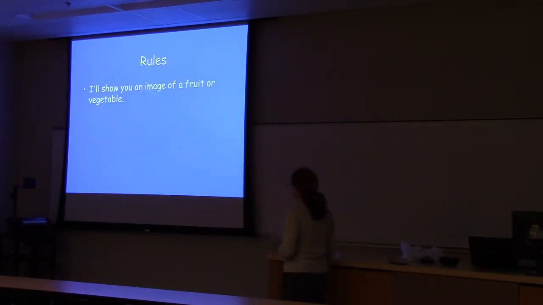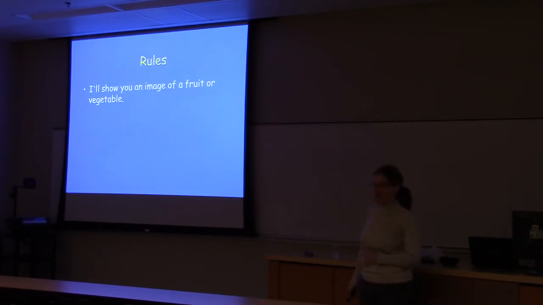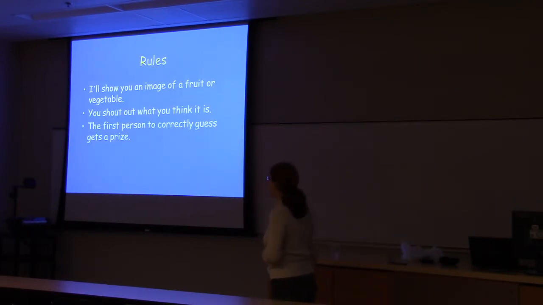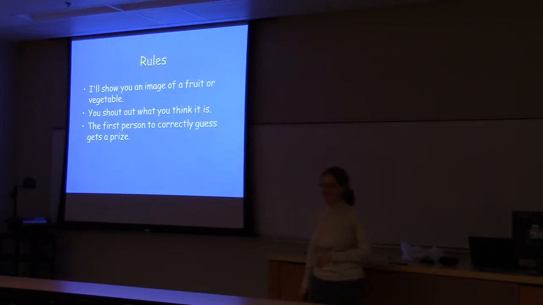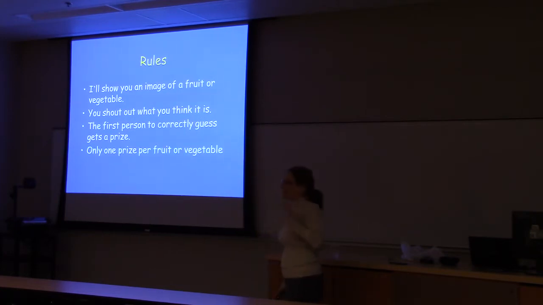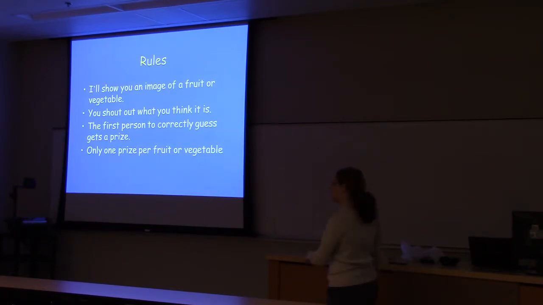So, what I'm going to do for the game is show you an image of a fruit or a vegetable. You're going to shout out what you think it is. The first person to correctly get it gets a prize. I need your help sometimes. What is the prize? Hershey's Kisses. I need help sometimes figuring out who's first, I can't always hear it. I think there's a tie, so we don't need to stick to the rules of one. For those of you who have played this game before, you're not allowed to play again.